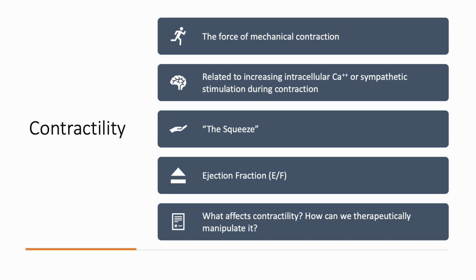What affects contractility? Factors such as oxygen supply, calcium levels, medications, and nervous system activity can influence contractility. Therapeutic manipulation is done through medications like inotropes. For example, dobutamine can be used to enhance contractility, especially in conditions like heart failure where the heart's pumping ability is compromised.